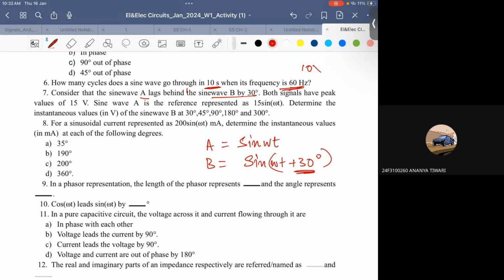No, so A Okay, is sir. lagging, right? You got it, right? A is lagging behind the B. Oh, yes, sir. You got it right.